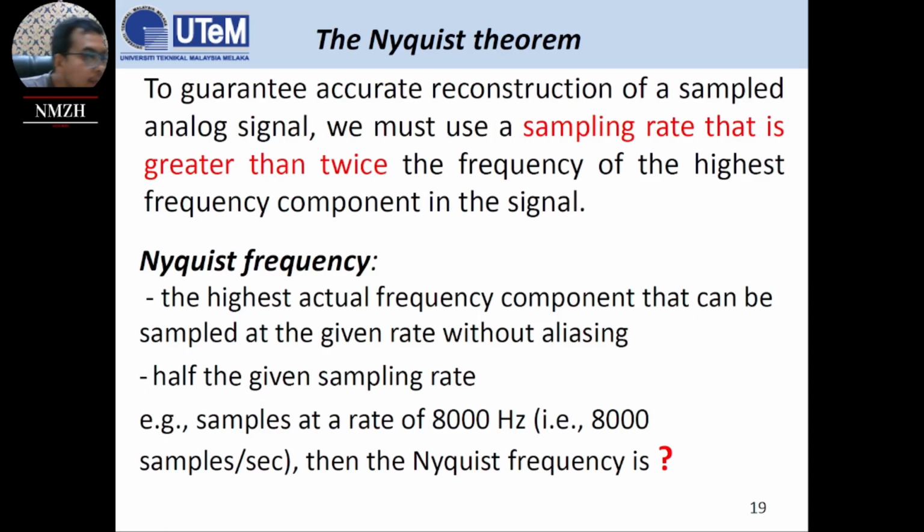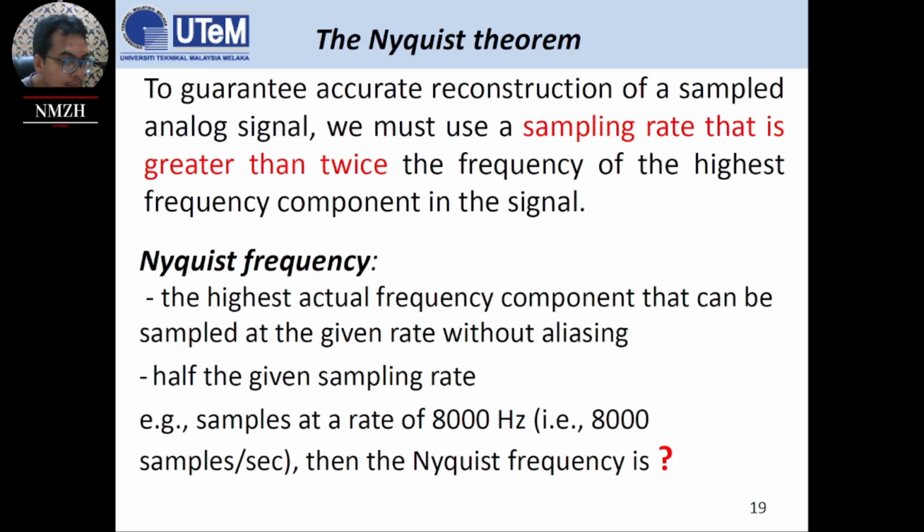Okay, then we talk about Nyquist frequency. Nyquist frequency is the highest actual frequency component that can be sampled by a given rate without aliasing. It is half of the given sampling rate. The keyword here is half. As mentioned earlier, Fs is equal to or higher than 2 Fmax.